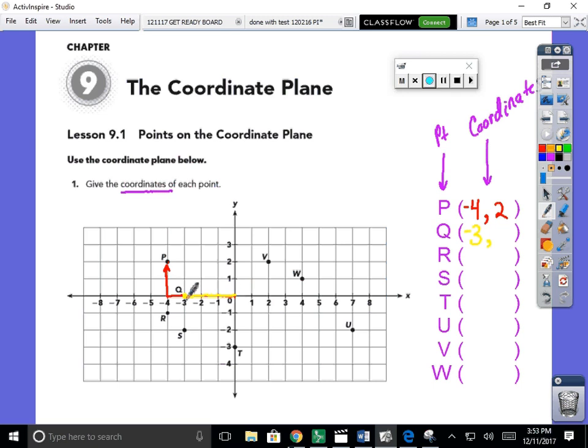Next, when you get to that -3, you get to stay there. So that really tells you that you're not moving up or down. The only number that says not to move up or down is 0. So next we'd want to see -3, 0 as your coordinate pair.